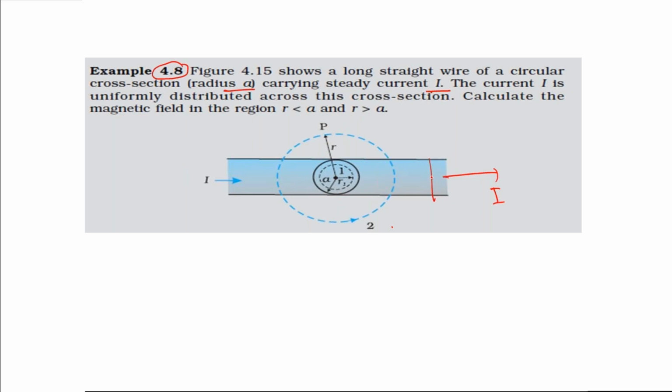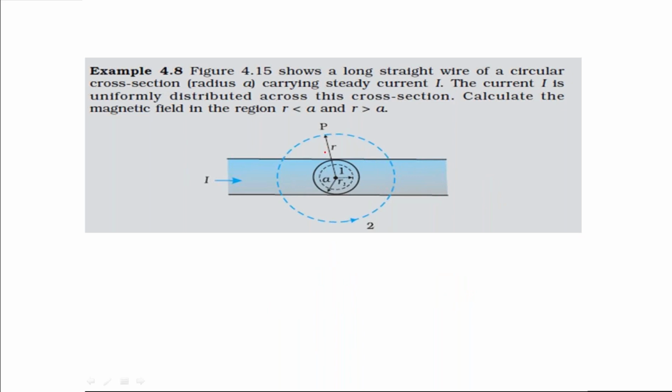That means what? R less than A. A is the radius of the wire. So R less than A means the interior of the wire, at any interior point. And R greater than A means any exterior point. This is A. So for an exterior point, you can take an Ampere loop like this.